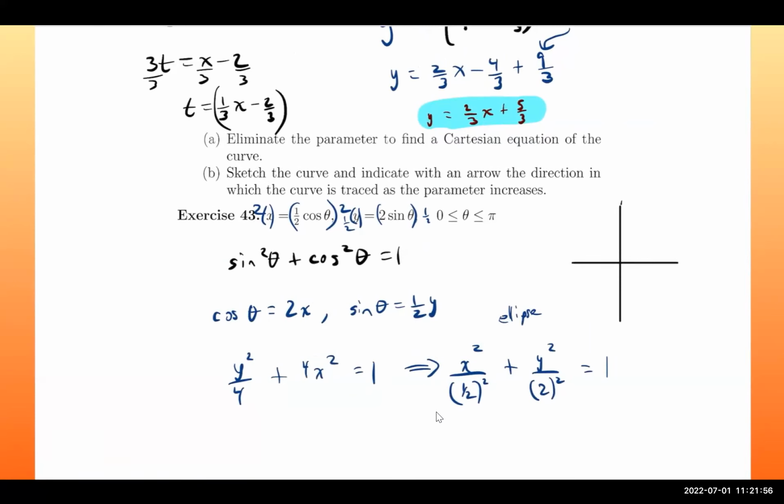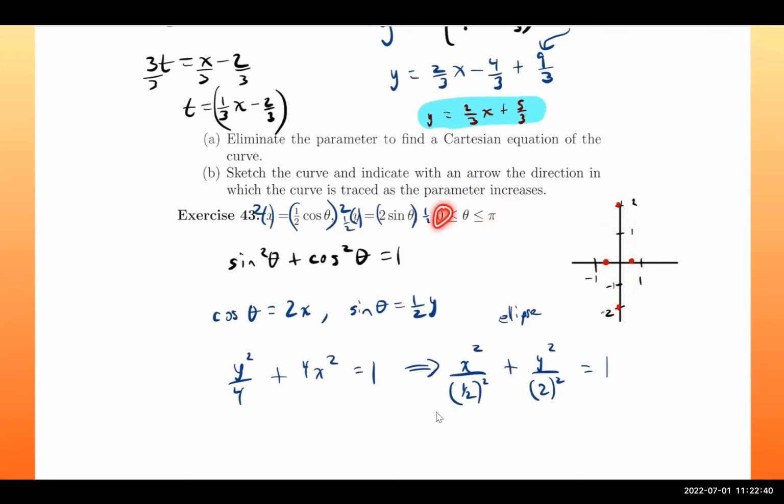So if we sketch that ellipse, it's going to look something like this. Our intercepts are going to be in the x direction. The x-intercepts are going to be 1/2. That's why I wrote it in this form. This tells you your x-intercepts are plus or minus 1/2. And this would be your y-intercept, plus or minus 2. And so the graph would look like an ellipse.